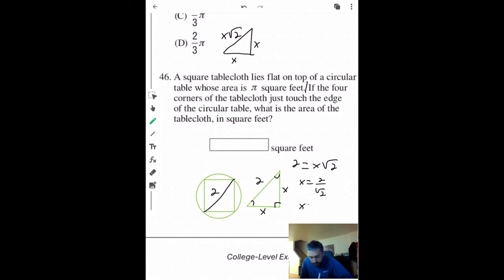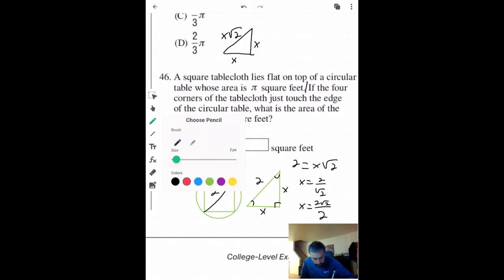You rationalize your denominator by multiplying both the top and the bottom by radical 2. On the bottom you get 2 because radical 2 times radical 2 is 2. On the top you get 2 radical 2. You simplify. These two cancel out, so you're left with just radical 2. X equals radical 2.